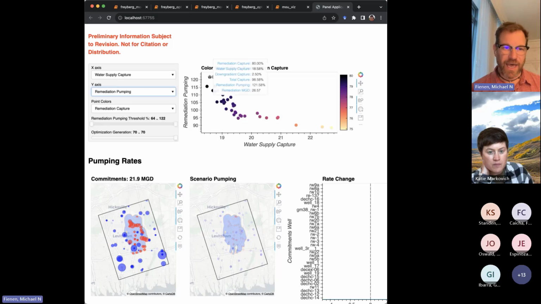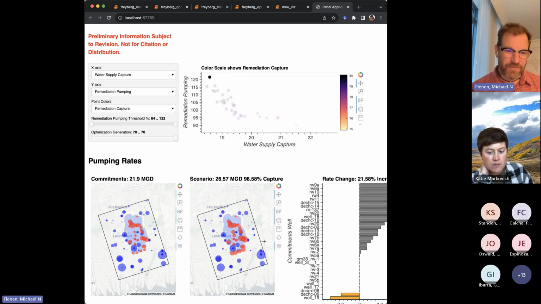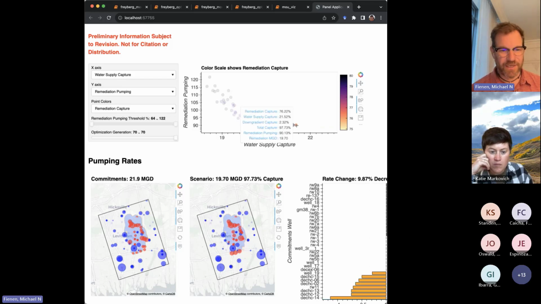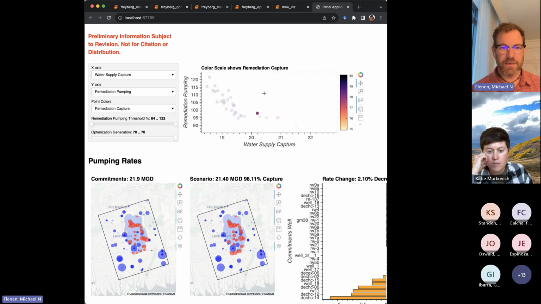And then here we can just look at what this means. You can see the differences are subtle. But for example, if you go to the maximum remediation pumping, a lot of these red dots are a little bit bigger than they are on the left. So there's just a little bit more pumping happening there. Or we could even decrease it, right? In this case, some of the remediation wells actually shut off relative to the baseline, but that means you're going to be putting a lot more contaminant into the water supply wells. And so obviously you want to be somewhere in the middle of this.